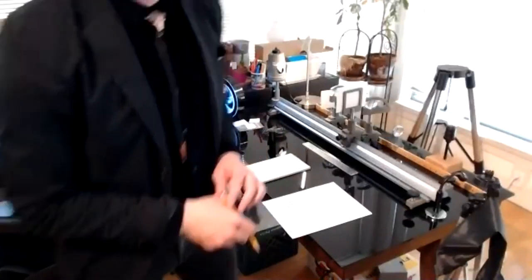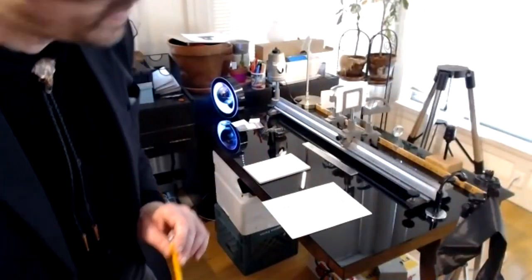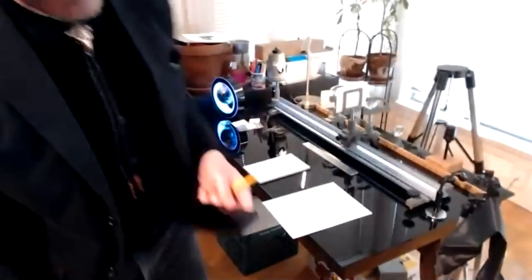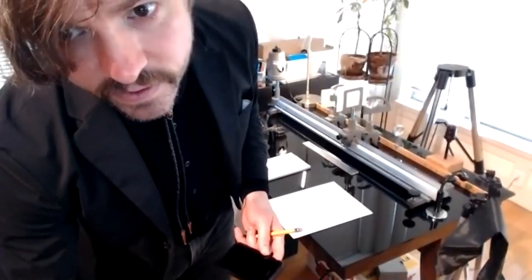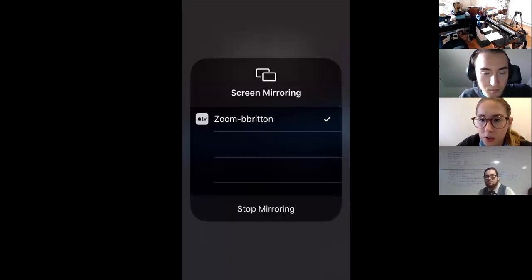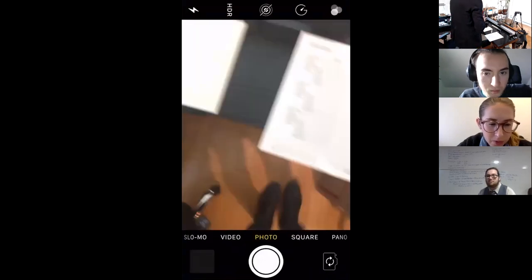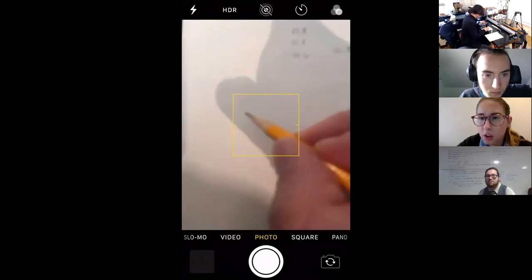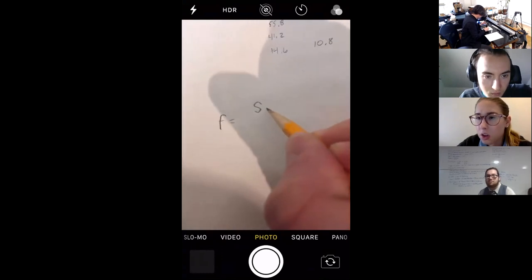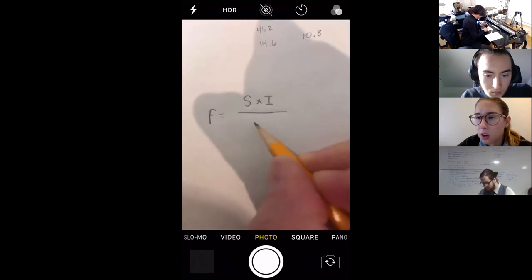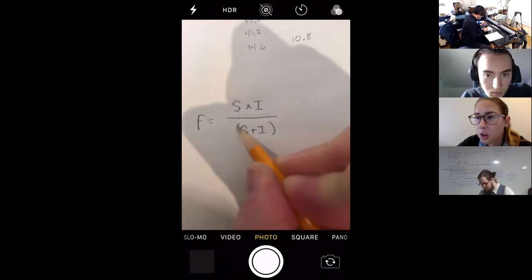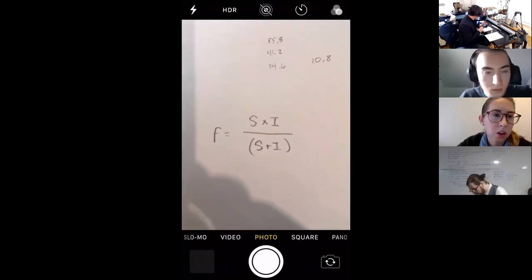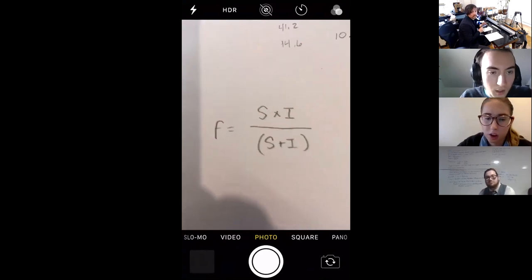What was that formula? Pardon? Can I have that formula again? I'm sorry. Oh, geez. Okay. Yeah, hold on a second. Let's share my screen. iPhone, share. Hey, where's that tape? I need that roll of tape again. The formula is the focal length is equal to S times I, divided by S plus I in parentheses. Can you see that? Yeah, thank you. All right.